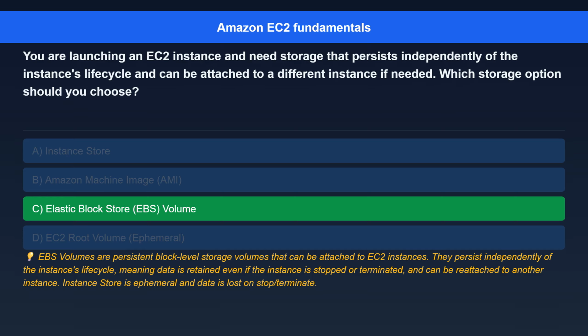The correct answer is Elastic Block Store, EBS Volume. Here's the explanation. EBS volumes are persistent block-level storage volumes that can be attached to EC2 instances. They persist independently of the instance's lifecycle, meaning data is retained even if the instance is stopped or terminated, and can be reattached to another instance. Instance Store is ephemeral, and data is lost on stop/terminate.